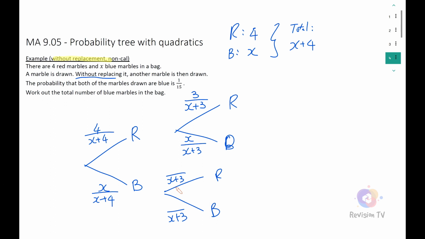When you pick a blue first, the second time you get a red will be still 4, because the first time you didn't pick a red, so there were still 4 reds. But the second time when you pick a blue, it will be 1 less than X, it will be X minus 1. So we know a blue and a blue will give you X over X plus 4 times X minus 1 over X plus 3. And we are told this will equal 1 over 15.